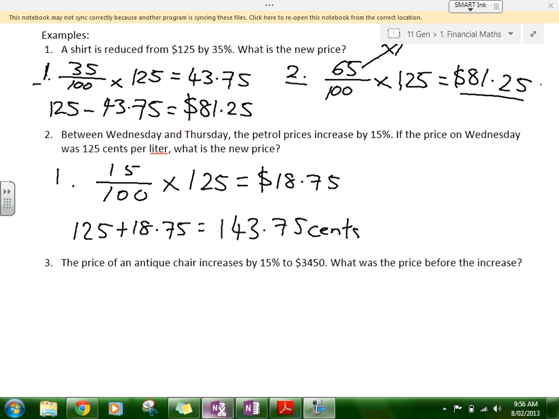Money, when you're working with dollars and cents, needs to be only to 2 decimal places because we only have cents. We don't usually use more decimal places.